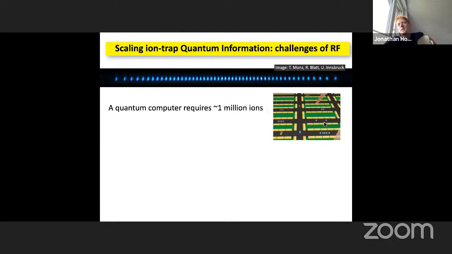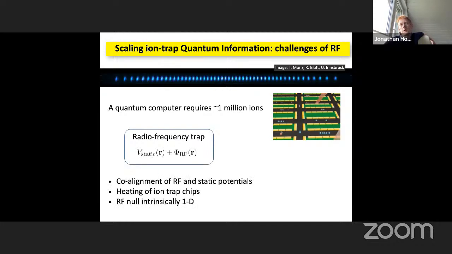There are various architectures for doing that. One is holding ions above chip structures and shuttling them around. This is an illustration of that, where you confine ions in smaller numbers together to do high fidelity gates, and then you transport these ions around above a chip, with dynamic potentials which move the ions around. So what are the challenges of doing that in Paul traps? The standard thing has been to use these radio frequency traps.